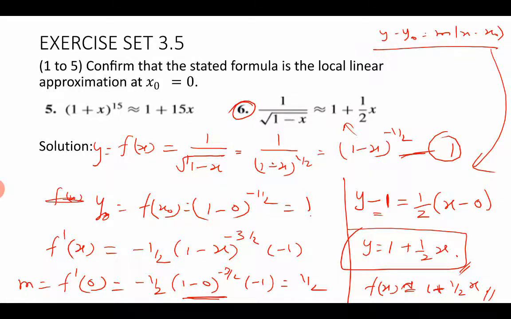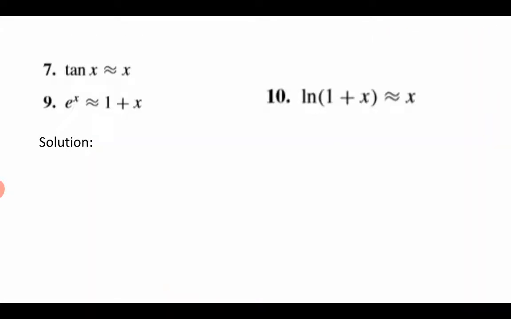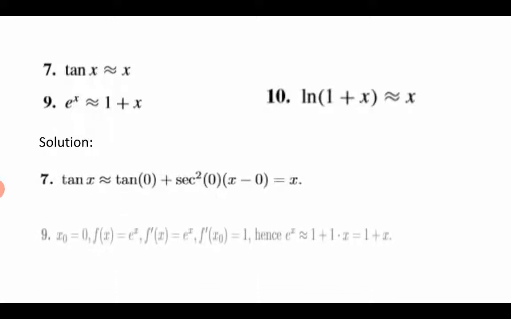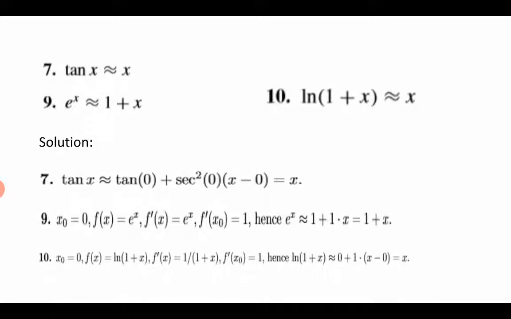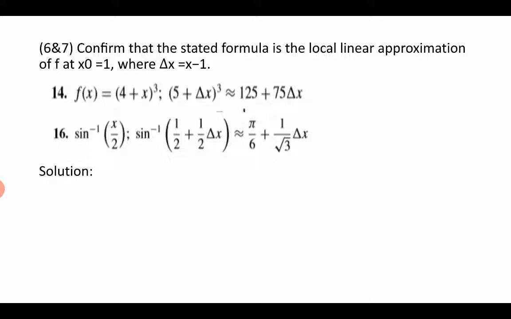You can solve the other problems in the PowerPoint. These problems are your practice problems. It's the same task you have to check. Now the next question is about confirming that the stated formula is the local linear approximation of f. So okay, we are doing the same task again. The x minus x0 will be considered as delta x. That's it, isn't it? Let's take one example, 14 or 15. Okay, let's do 16.